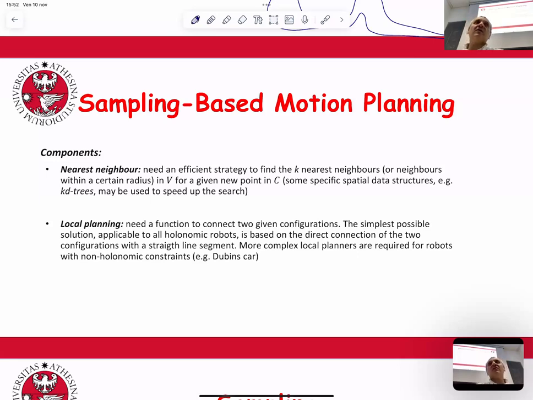And this smart thing is typically using specific spatial data structures that are called KD trees. Okay. KD trees are trees that allow you to find the K closest points within a maximum distance from you. And you can use this tree-like structure to have a very efficient management of this problem.